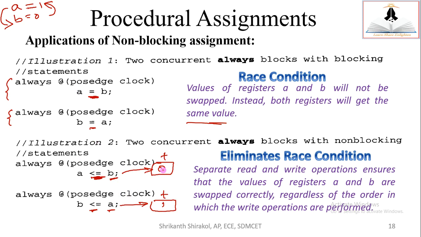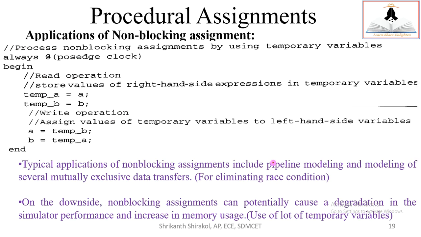Now the write operation is called. While the write operation is called, the already read value 0 will be put onto A. The already read value 1 will be put onto B. So now A's new value is 0, B's new value is 1. That's got swapped. So this is what happens in a non-blocking assignment statement, which eliminates the race condition. This is an important observation that you need to make.